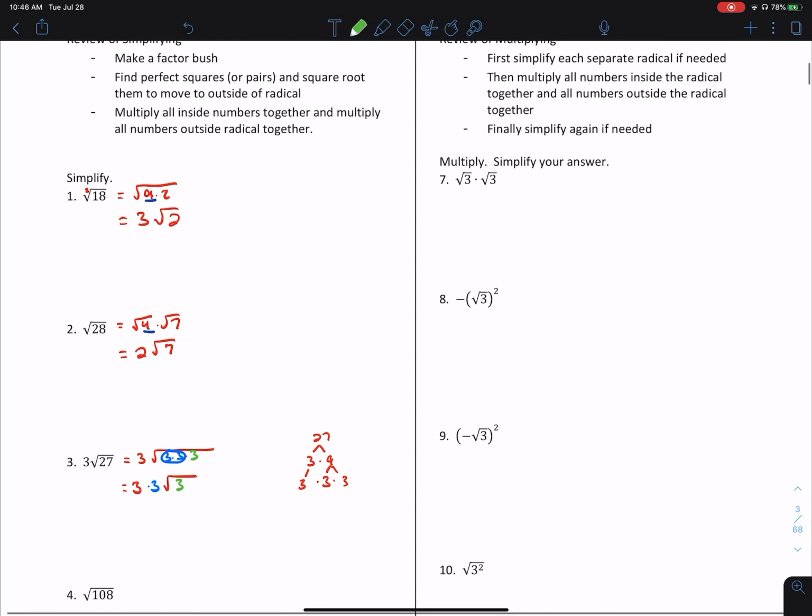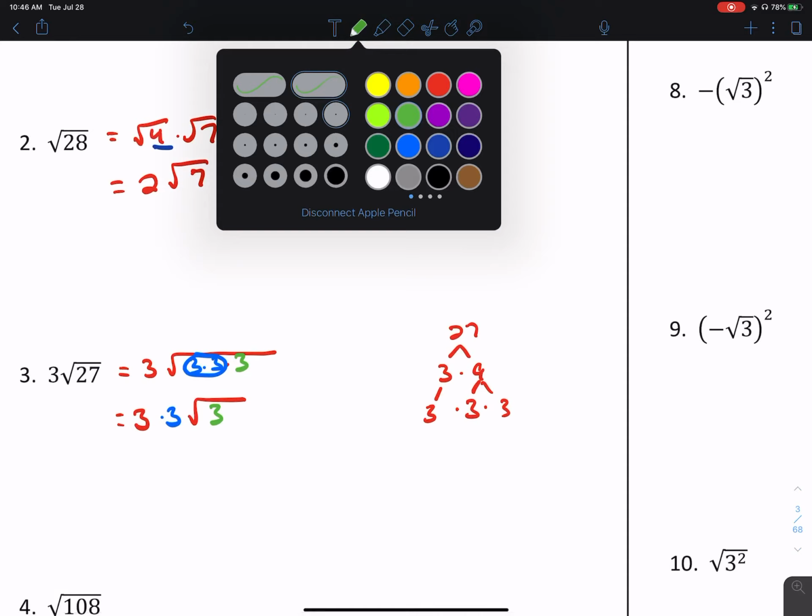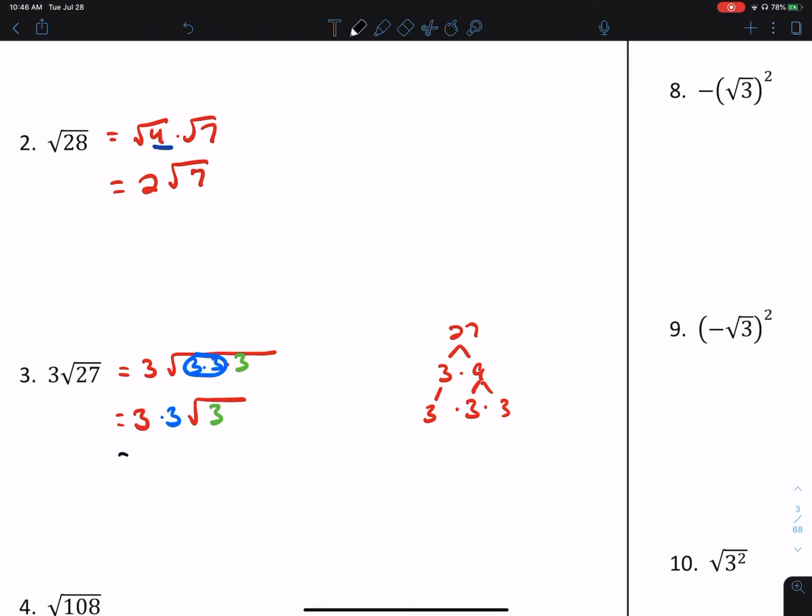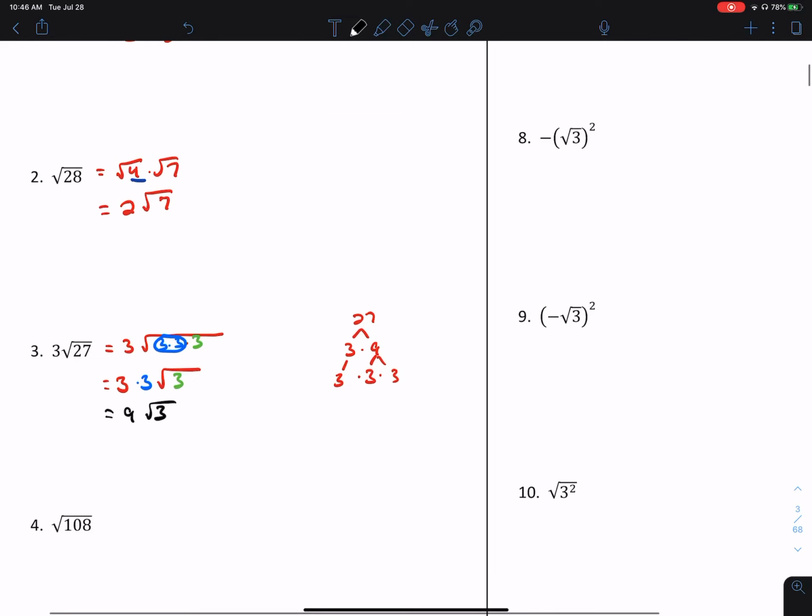Now, as it says up above, multiply inside numbers together and outside numbers together. So our outside numbers are 3 and 3, which is 9. Inside numbers, just 3. This is 9 square roots of 3.